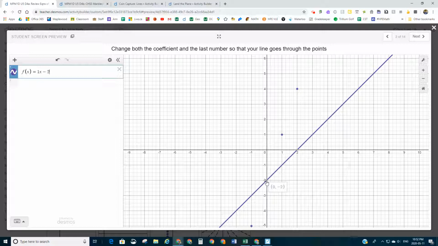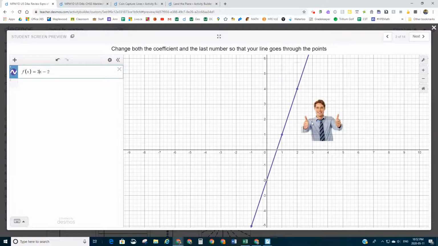So I think from here I'm going to rise 1, 2, 3 and run 1. So that looks like the slope is going to be 3 over 1, or just 3. And I get the thumbs up. So there's a 3x minus 2.